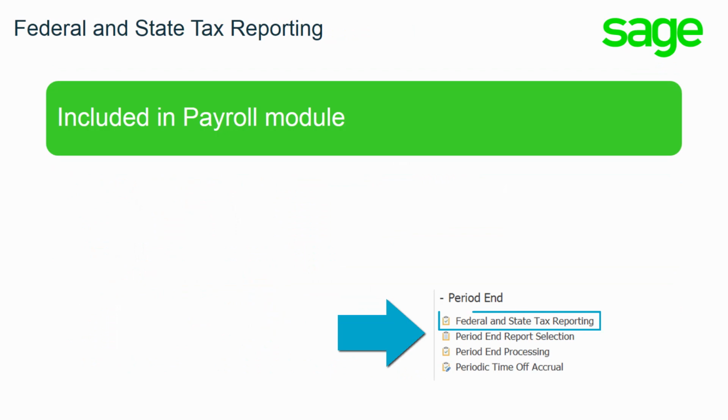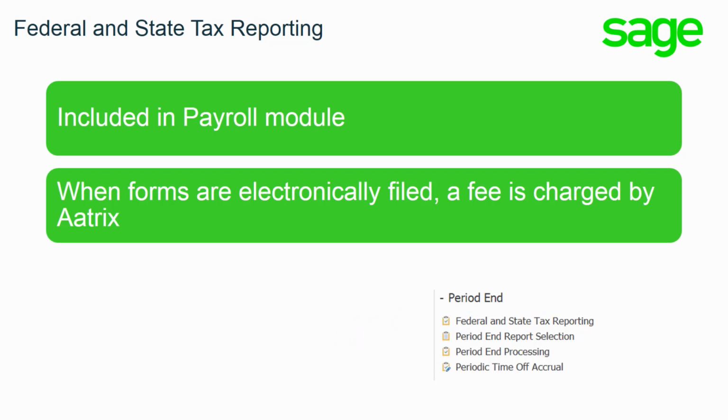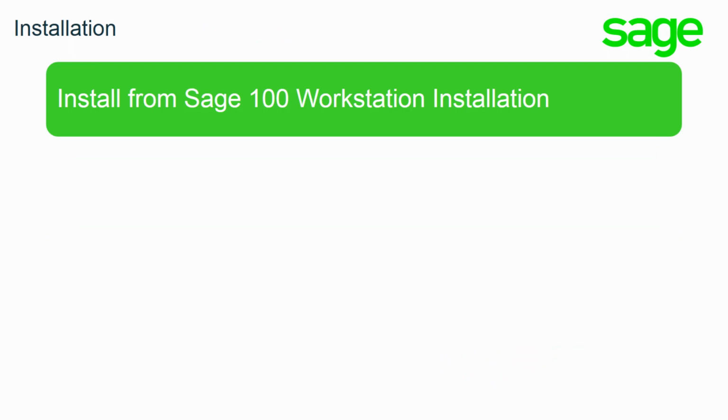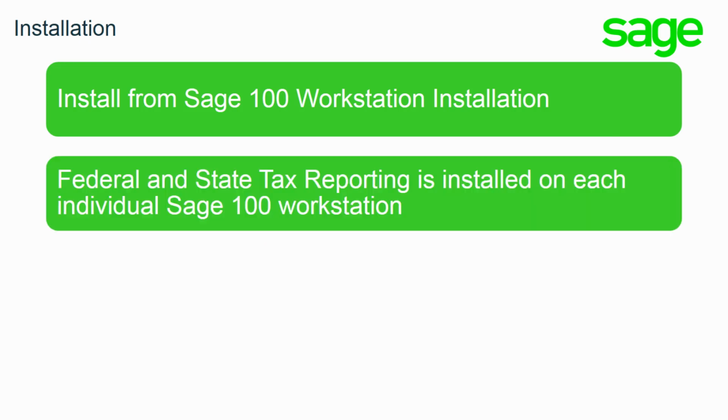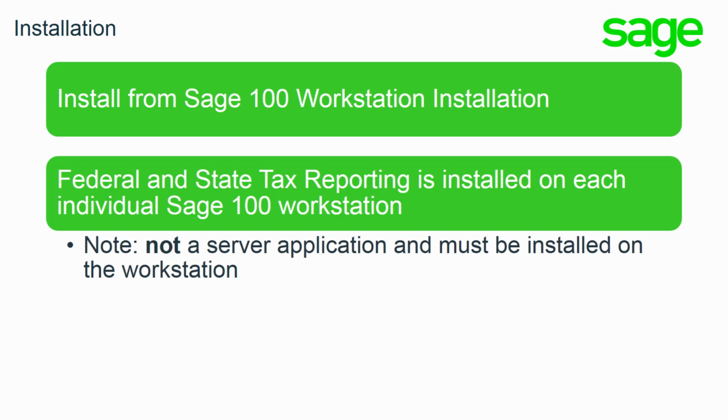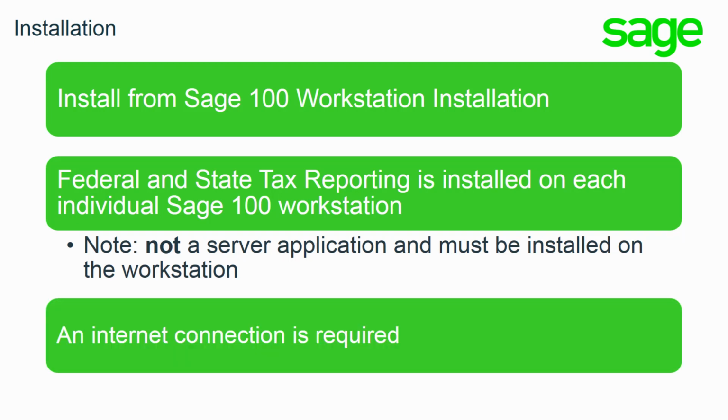It's included in the payroll module on the period end menu under federal and state tax reporting. When forms are electronically filed, a fee is charged by Atrix. As far as installation, it's installed from the Sage 100 workstation installation, and you'll select to install federal and state tax reporting. It needs to be installed on each individual Sage 100 workstation that would process the forms or reports. Please note, it's not a server application and, as stated previously, must be installed on the workstation. And an internet connection is required to accomplish e-filing.